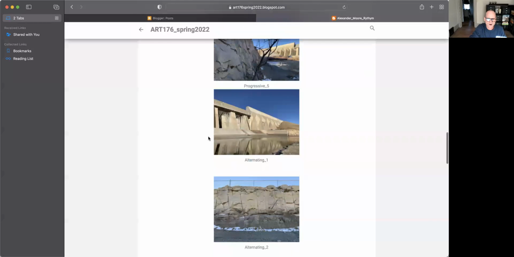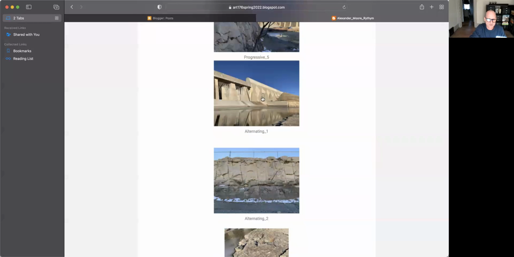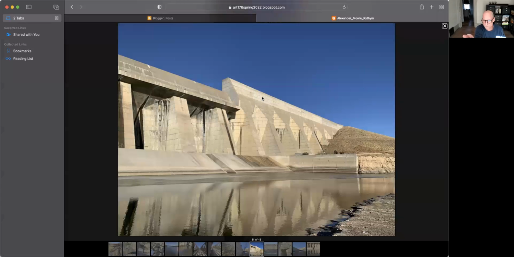Okay, so alternating rhythm. Let's see what we have here. So this is more progressive rhythm. This is definitely progressive rhythm. This is not alternating rhythm. Progressive rhythm moves us in a line. Because you're shooting this at a diagonal, what's happening is the space between here, space between here, space between here is visually getting smaller. And so that means it's progressively getting smaller, progressive rhythm.